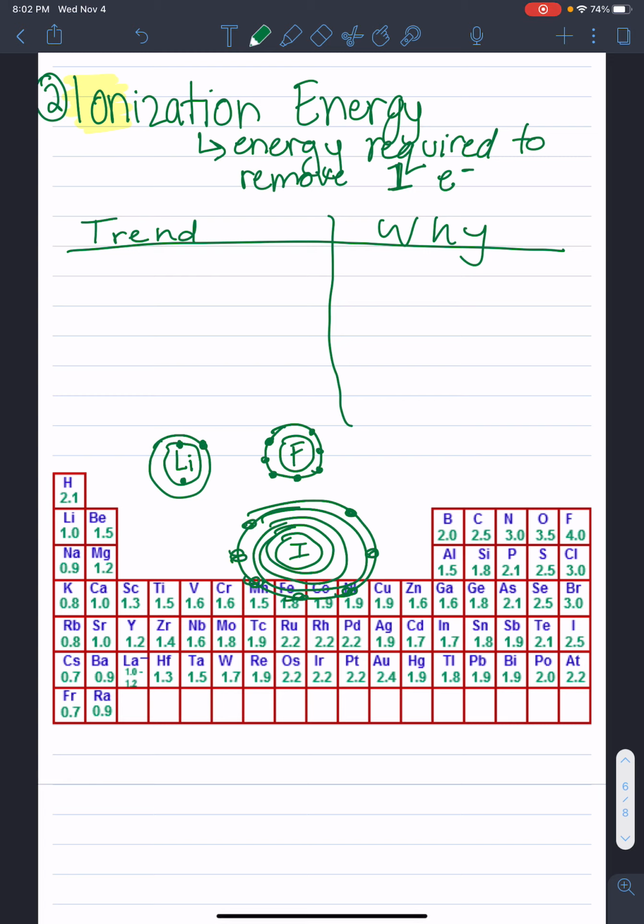Alright, so hopefully you finished copying everything. So let's look at this chart down here and let's try to figure out our trend. Okay, so our trend as we go across, you'll notice that these numbers start to get larger. Okay, they get bigger as we go across. So our trend for going across is that we have an increase in ionization energy.